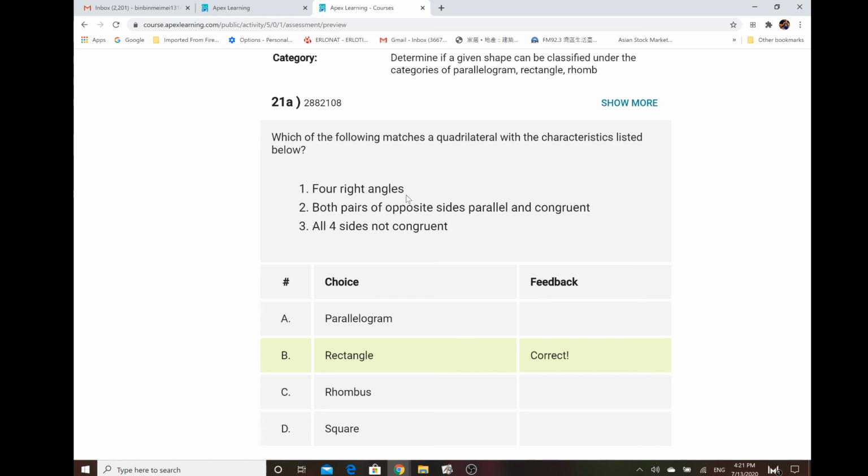Four right angles, both pairs of opposite sides parallel and congruent, and all four sides not congruent. Since the four sides are not all congruent, that'd be a rectangle.